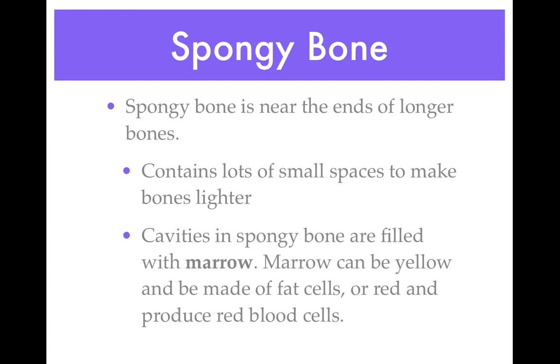The cavities inside spongy bone are also filled with marrow. Bone marrow comes in two types. It can be yellow and made of fat cells, as it was in the picture in the previous slide, or it can be red and produce red blood cells. Those are pretty easy to remember differences.